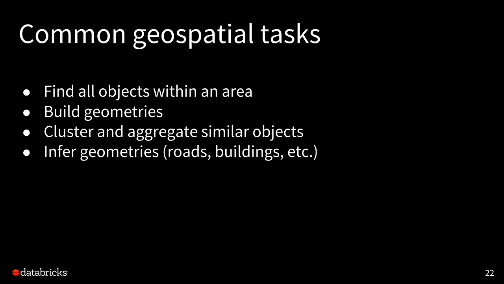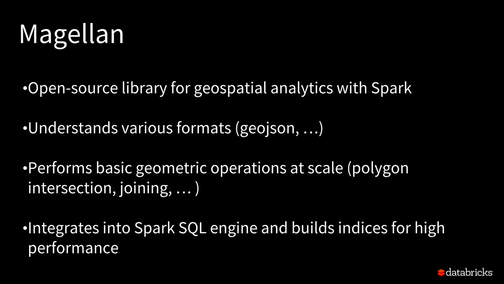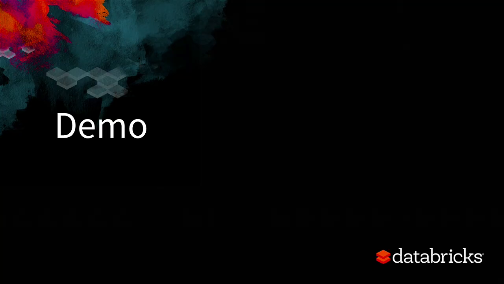And for doing that, there's a number of solutions available. We're going to use Magellan here, simply because it is open source, and also because it integrates very well with Spark 2.3, actually with all the Spark 2 lines of releases, especially because it does a lot of optimizations under the hood for quickly building indices and being able to quickly infer objects based on geometries. So let me show you what it looks like in practice.